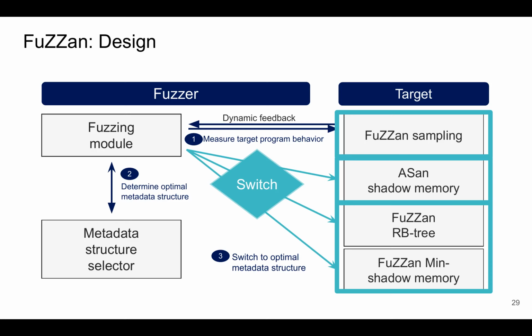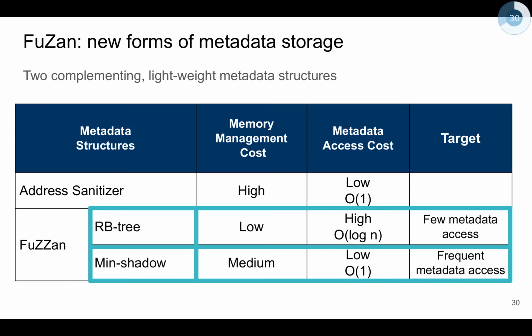Now let's talk a little bit about the different targets, the new forms of metadata storage. We've got the regular address sanitizer metadata storage that allocates 16 terabytes of memory. Metadata access cost is 0.1, so this is very low, but the memory management cost is very high because you're allocating 16 terabytes of memory for each tiny, short little execution. For a red-black tree, the memory management cost is extremely low. The metadata access cost is high. We've got a log n access cost, so this incurs a certain cost.